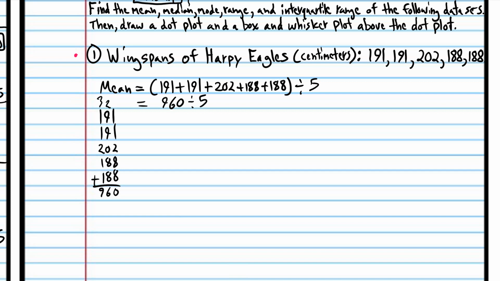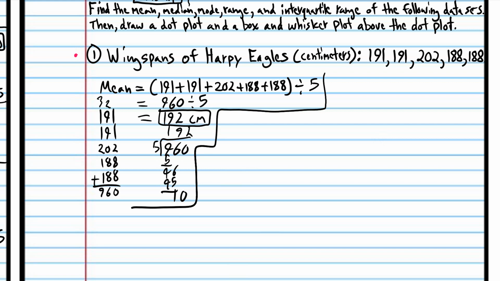Then we have to divide 960 by 5. So we're going to use the long division algorithm for that. So we get 192. So 192 centimeters is the average or the mean wingspan of these harpy eagles. You can also call it the average. So that represents a typical wingspan for these eagles. So if you got 192 centimeters, good job.